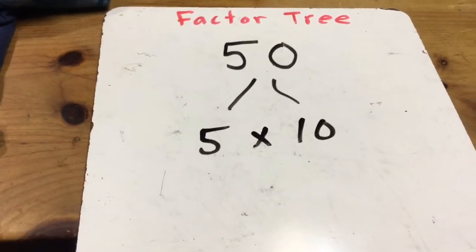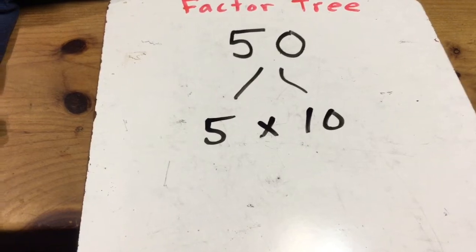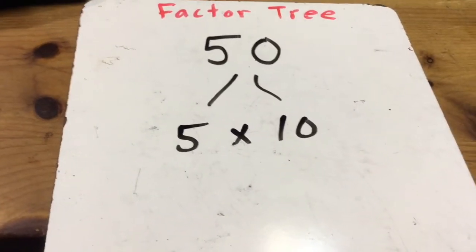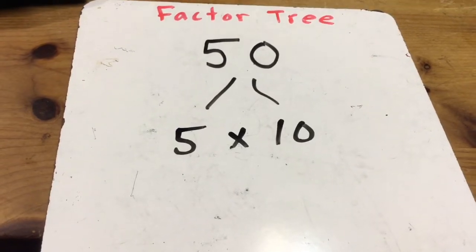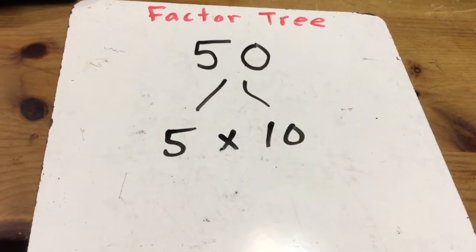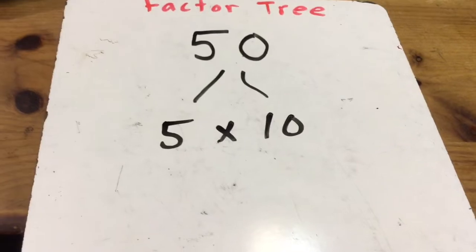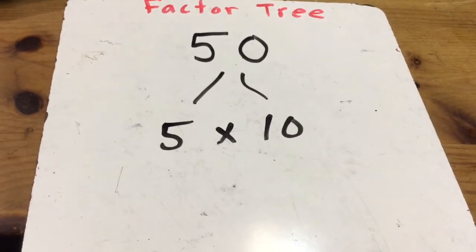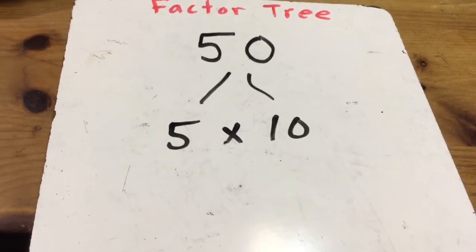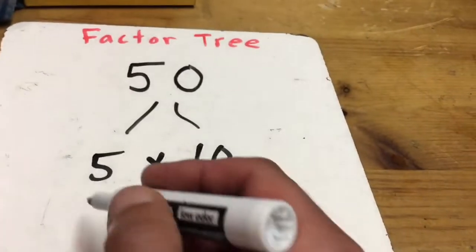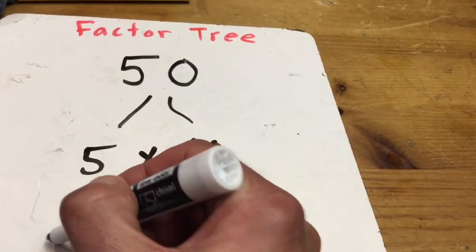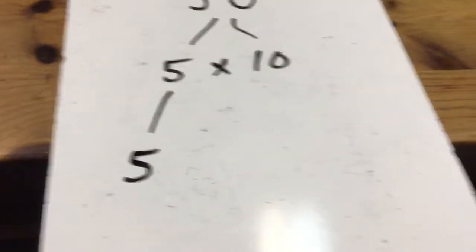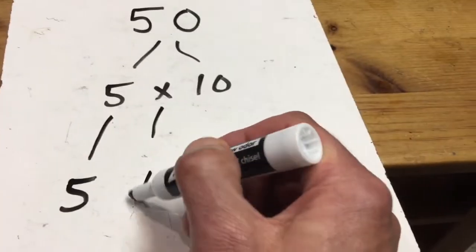Now, I have a 5 and a 10. One of these numbers is already a prime number, meaning I can only divide it by 1 and itself. Which one is the prime number? 3, 2, 1. 5 is already a prime number. So I'm not going to split 5. I'm just going to bring it down. There I bring my row down again. Here comes my times sign.